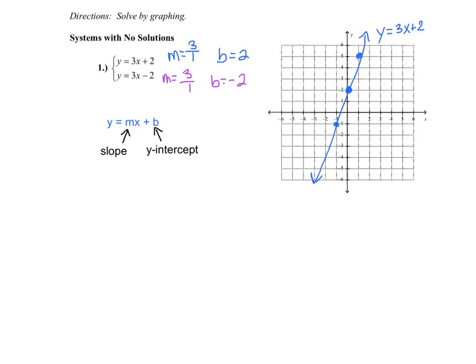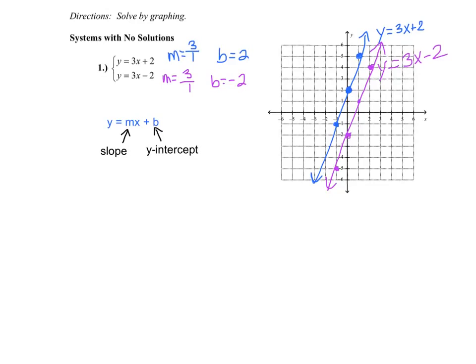Now let's graph that. b is negative 2, so you're going to go down 2. (0, -2) is your coordinate. Now we're going to rise up 3, 1, 2, 3, and over to the right 1 because it's a positive slope. Let's do that again. Up 3, and to the right 1. If you go down 3, 1, 2, 3, you're going to go to the left 1. Then make your line and label it y equals 3x minus 2.